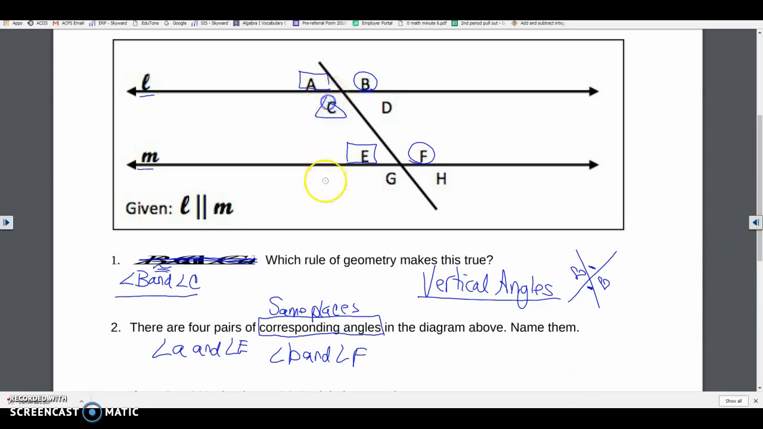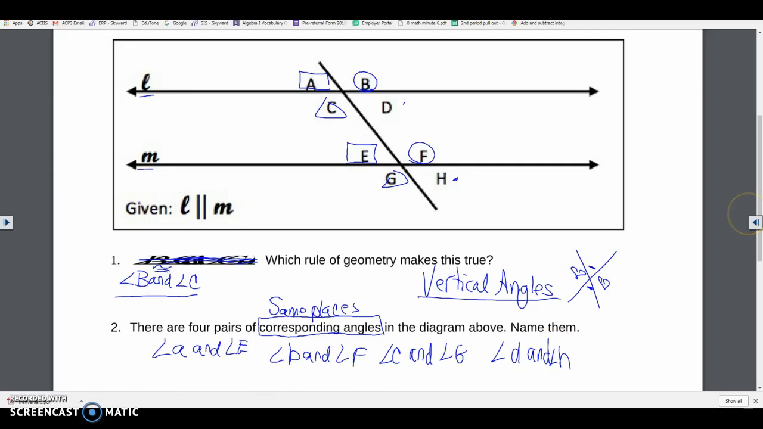So I have C goes with G because they're both on the bottom left of their line where the transversal cuts through. So angle C and angle G. And then the last one's left over, which makes sense now that we've gotten the hang of it, is angle D and angle H. You want to make sure that you have those written down.